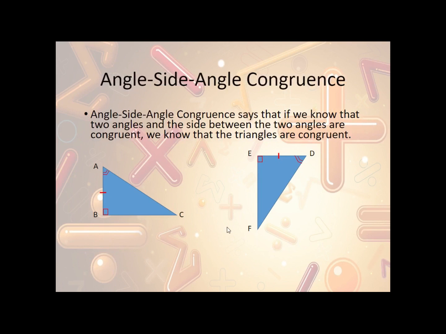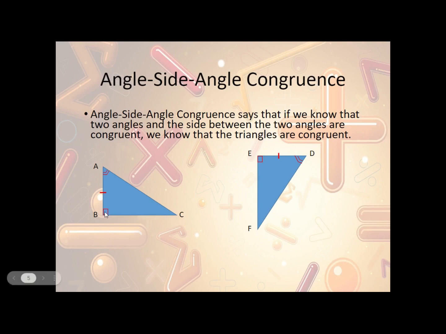In fact, it does. And it's because we use this theorem called the angle side angle theorem, or ASA congruence theorem. And the angle side angle congruence says that if we know two angles and the side between the two angles are congruent, then the triangles are congruent.